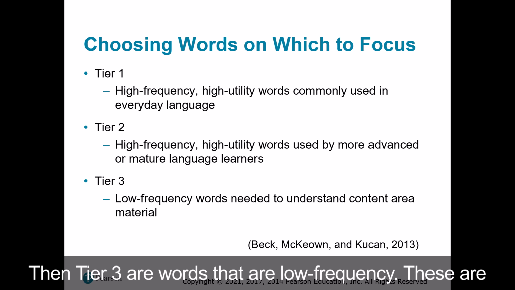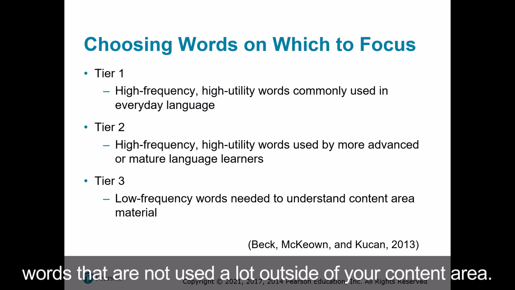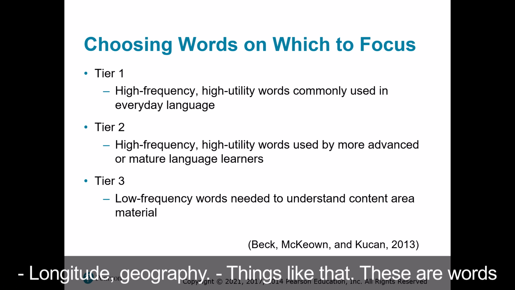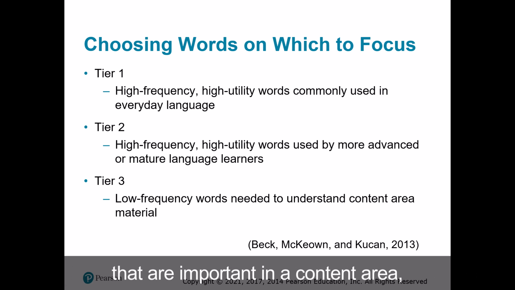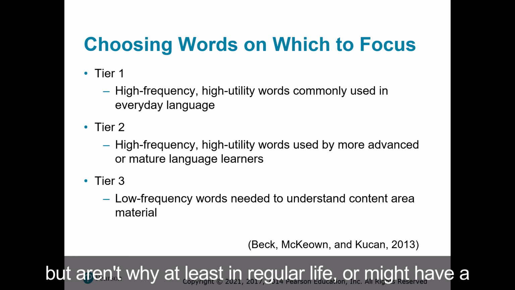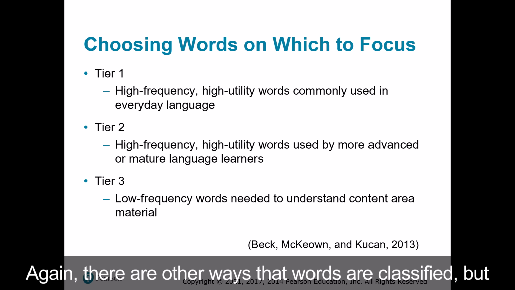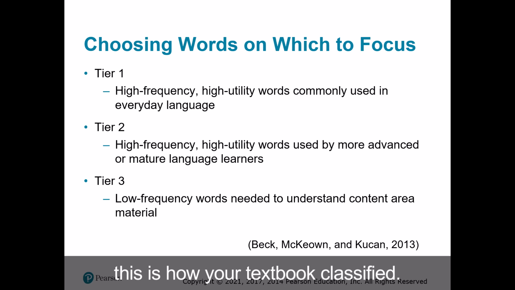And then tier 3 are words that are low frequency. These are words that are not used a lot outside of your content area, like mitosis or like longitude in geography, things like that. These are words that are important in a content area, but aren't widely used in regular life or might have a different meaning. Again, there are other ways that words are classified, but this is how your textbook classifies them.